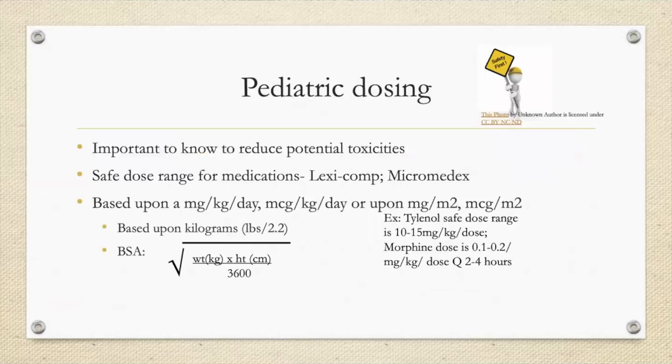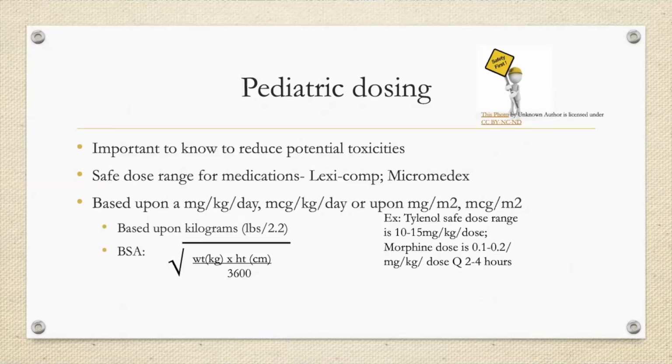It is important to understand and know pediatric dosing because we need to be able to reduce the potential toxicities. There are safe dose ranges, and they can be found in guides such as Lexicomp and Micromedex. I believe Hippocrates has some of those, and in your facilities they should have these helps. Most are based upon a milligram per kilogram per day, microgram per kilogram per day, or in the case of some chemos, a body surface area of milligrams per meter squared or micrograms per meter squared.